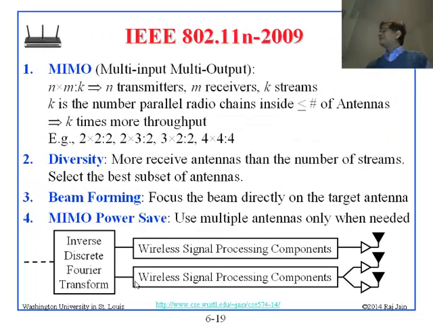All right, that brings us to 11N. 11N came in 2009, so you see there is a big gap between whatever we had in 2003 and 2009, 6 years. And by this time, the world was much better in terms of wireless knowledge. So things are much better. What is new by this time is MIMO.